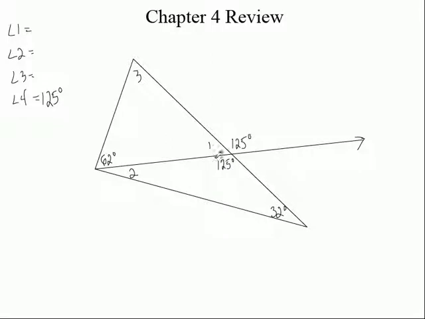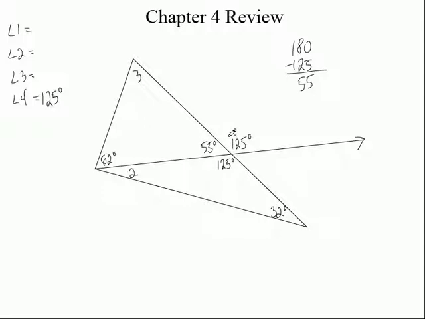180 degrees. So, what do? What's the math? That's right. You just take 125 away from 180 to get angle 1. And what's that? 55? Okay. So this angle is 55. I'll just write that in there.